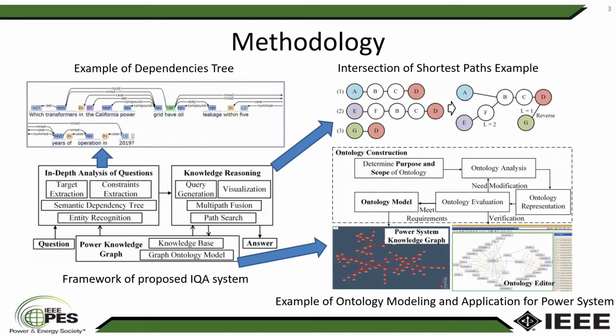Entity recognition can provide a comprehensive vocabulary to achieve accurate word segmentation based on the dependency tree, which is shown in the figure. The extraction results will be recognized as entities to the constructed ontology model.